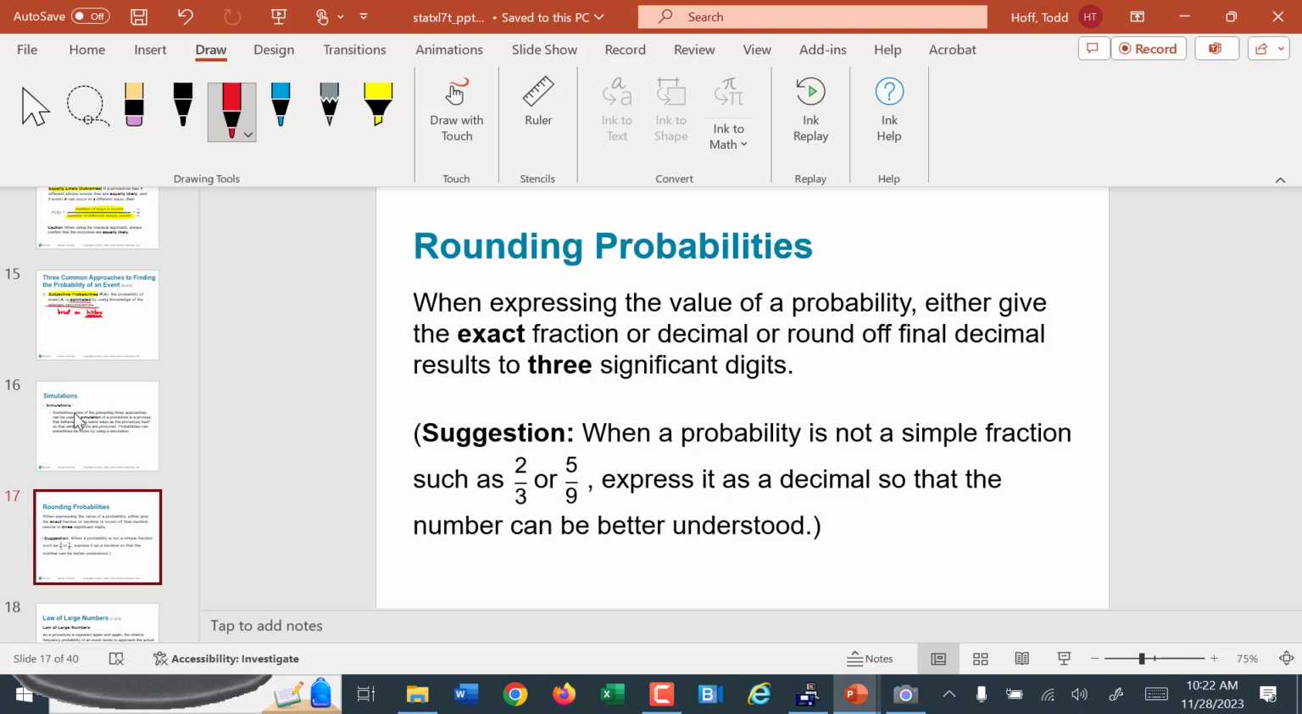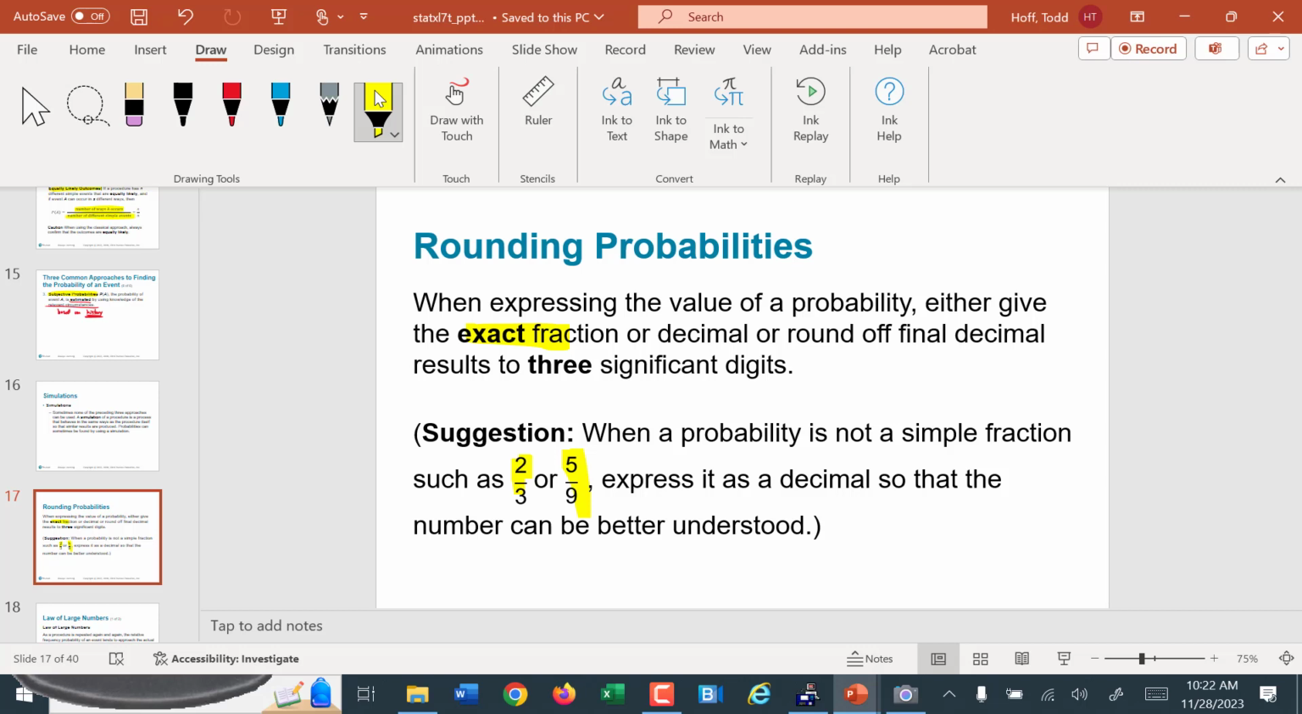When we are calculating probabilities, it is always best, if you can, to give an exact fraction. So by an exact fraction, I mean like 2/3, 2 out of 3, 5 out of 9, because that 2 out of 3 is saying we have 3 possible outcomes, and 2 of them would give us what we want.